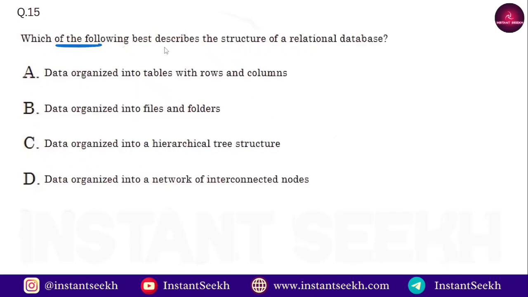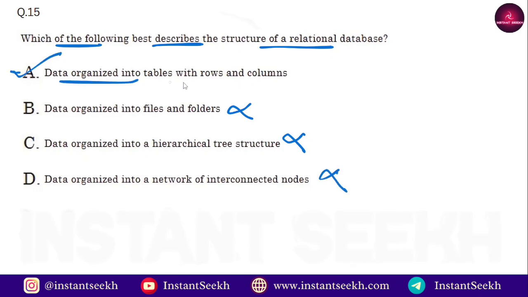Okay. Which of the following best describes the structure of a relational database? Data organized into tables with rows and columns. Data organized into files and folders. This is straight away wrong. Data organized in hierarchical tree structure. This is also wrong. Data organized into network of interconnected nodes. This is also wrong. So your only correct answer is option A.